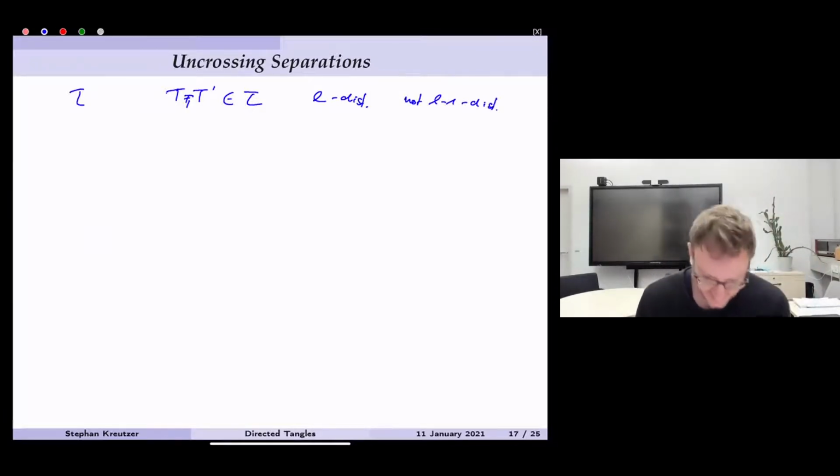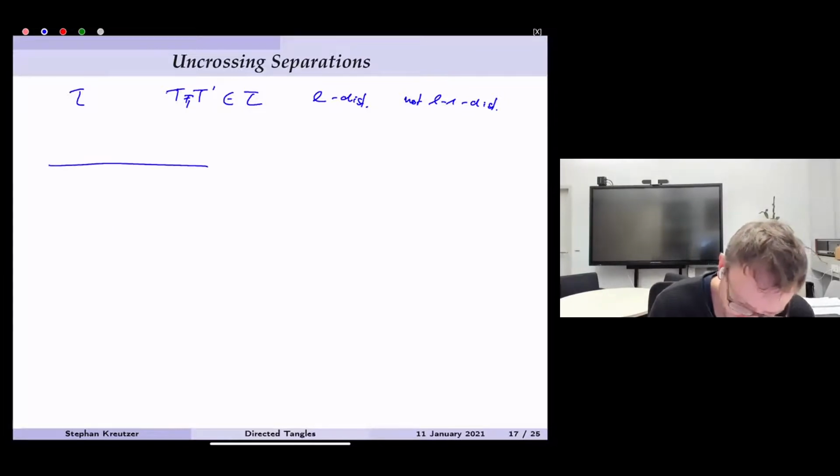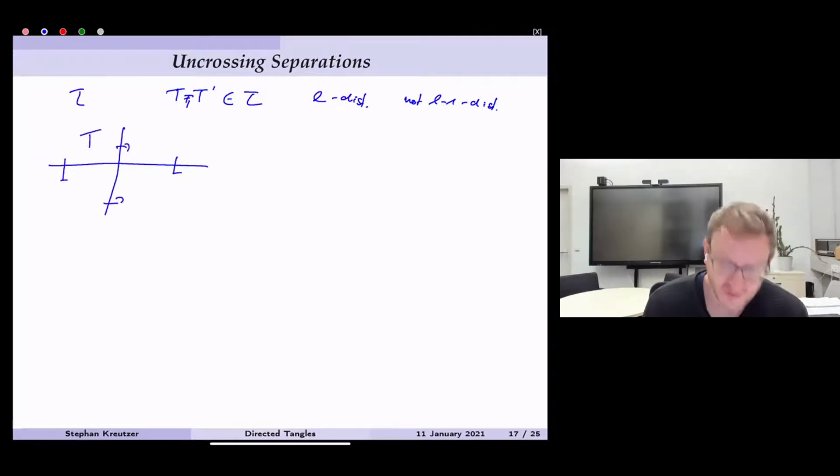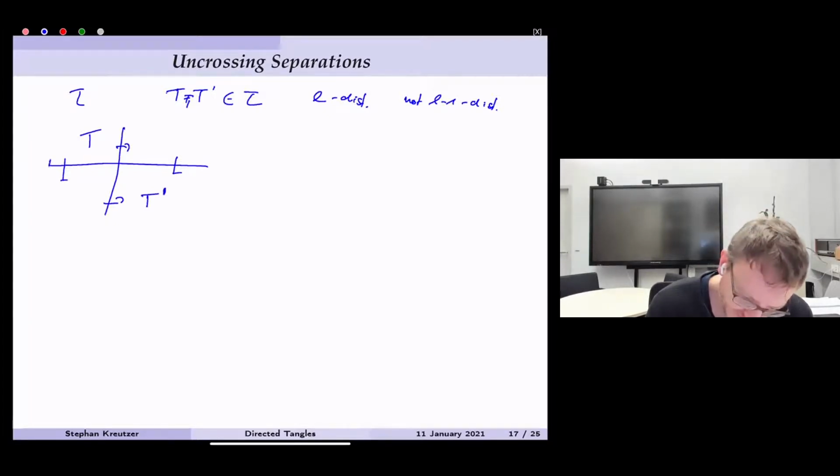Then you get the following. If you now have a pair of crossing separations with a property that they distinguish a tangle here and also a tangle on this side, then you can uncross, because this corner here would separate T from T prime, but also this corner here would do the same thing.